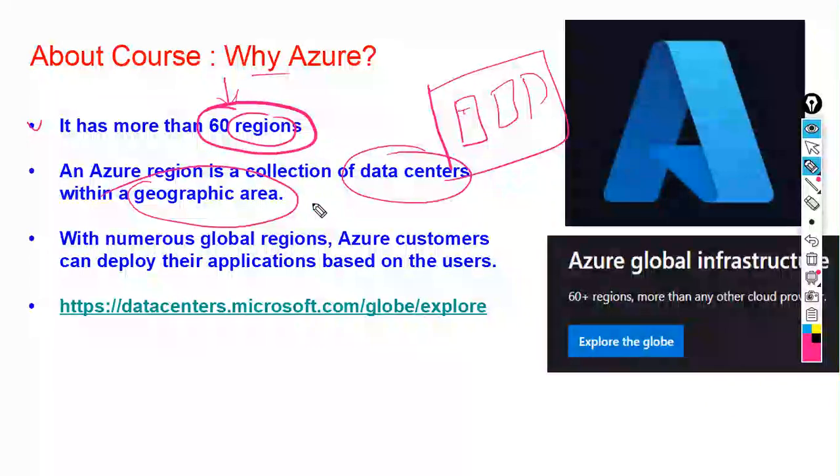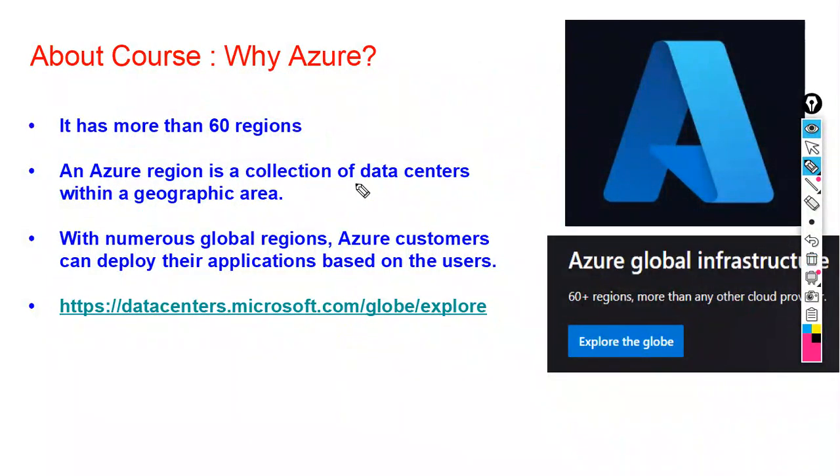So Azure has data centers in more than 60 regions, and they are not normal data centers. They are very big, you can say as big as a football ground. From these data centers they provide services like compute service, database service, networking service, etc. They have so many services. Azure has 60 plus regions, more than any other cloud provider.